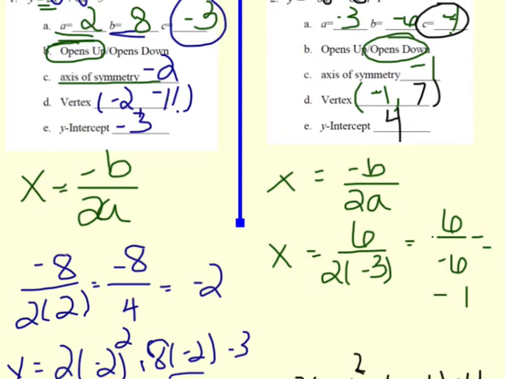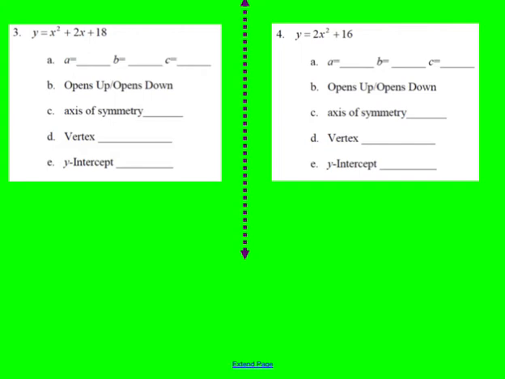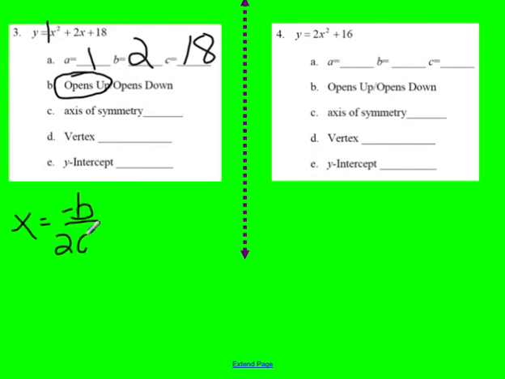Next, let's take a look at numbers 3 and 4. So we're going to fill this out. Now, if there's no coefficient with any of the terms, remember that coefficient is 1. So a is 1, b is 2, and c is 18. Because our a is positive, it's going to open up, because we're a positive person. Okay, so when we calculate our axis of symmetry, remember we use opposite of b over 2a.